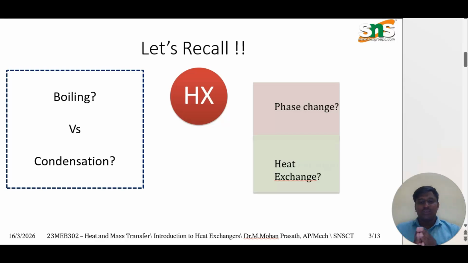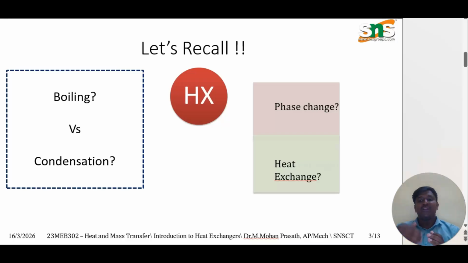Before going into the concept, we want to know about the difference between phase change and heat exchange. In phase change, there are two types. One is boiling, and another one is condensation. Boiling is the process of converting liquid into water vapor when the temperature overcomes the saturation temperature. Condensation is the reverse process of boiling. Condensation is a process of converting steam into liquid again when the temperature is below the saturation temperature.